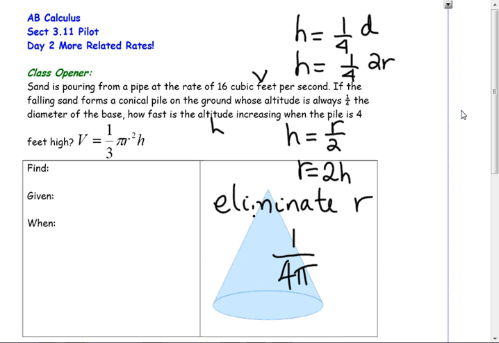What'd you get? What's 1 over 4 pi? I didn't use a calculator. Is that? Yeah, but that may be the same answer. I don't know.